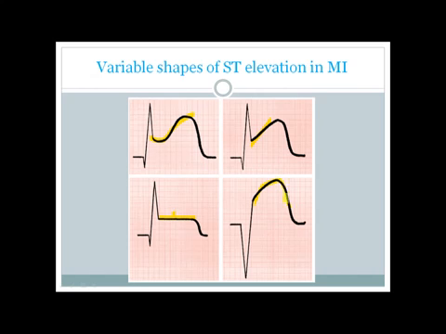But whatever the shape is, the most important point is the J point. The J point is the junction between the S wave and the start of the ST segment. So this junction is very important to remember. Here, this is the J point, this is the J point, this is the J point. Very important to remember. This is the part where the QRS complex junctions with the ST segment.